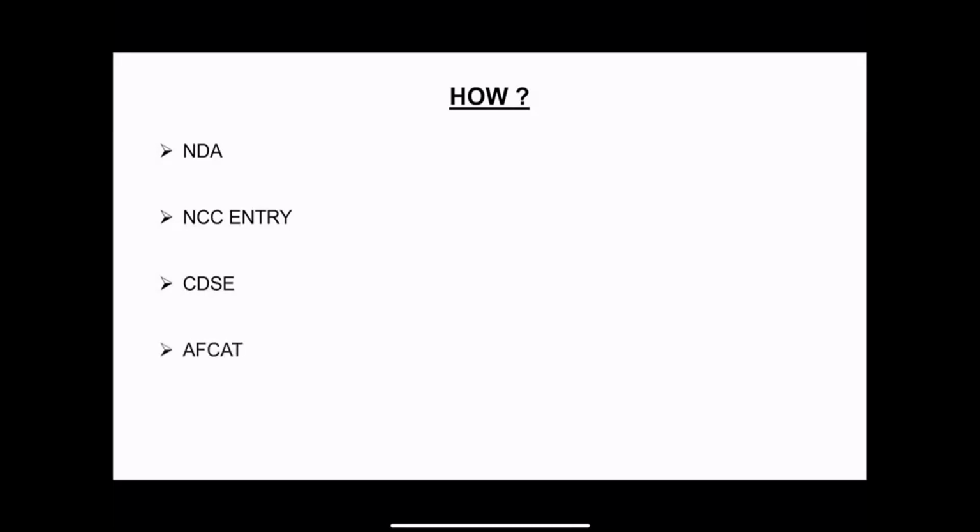The last one is the AFCAT, that is Air Force Common Admission Test. This applies to most of us. It is a common exam that is conducted for selecting officers for various branches of the Air Force. The advertisement is given twice a year for application. For engineering branch entry, you will have to clear the Engineering Knowledge Test, EKT, in addition to AFCAT. You can refer to this link. More details will be available in this link.